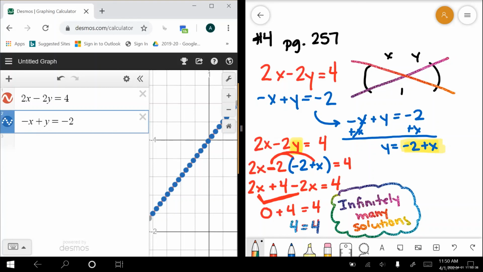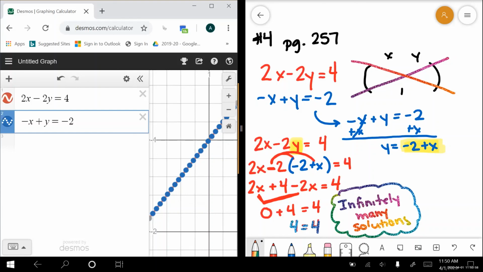In the first example, only one point was on both lines at the same time. In the second example, there was no point on both lines at the same time. That's why there was no solution. And on this one, all the points are on both lines at the same time. And so because of that, we've got infinitely many solutions.